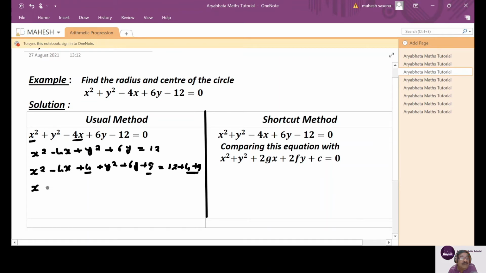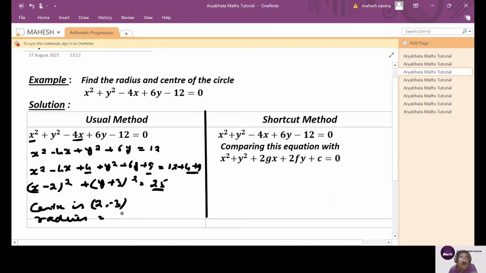Therefore, this can be written as (x minus 2) whole square plus (y plus 3) whole square is equal to 12 plus 4 is 16, plus 9 is 25. Since this is greater than 0, this equation represents a circle whose center is (2, minus 3) and radius is under root 25, that is 5.